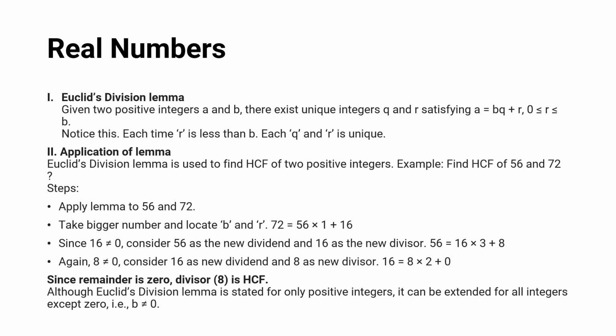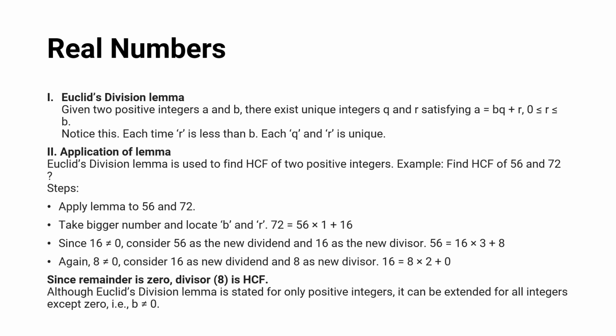Real numbers. Euclid's division lemma. Given two positive integers a and b, there exist unique integers q and r satisfying a equals bq plus r, where 0 is less than or equal to r, and r is less than b. Notice this, each time r is less than b, and q and r are unique.